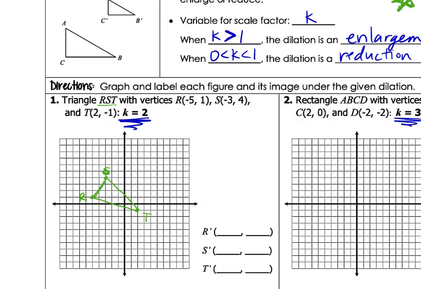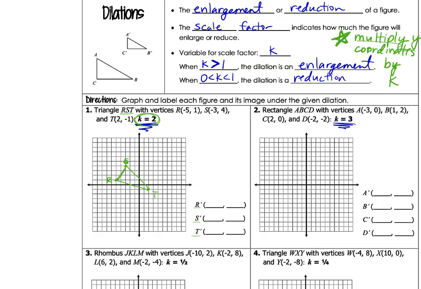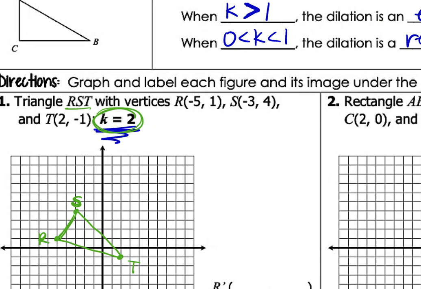Okay, so here's your first triangle. Is that your pre-image or your image? Pre-image, right? The one you started with is your pre-image. The image is going to come with all these primes, R prime, S prime, and T prime. Here is the beauty of these. The graph comes just by taking this number and multiplying it by your coordinates. So take a look at your R. I'm going to go times 2. Should this be an enlargement or a reduction? Enlargement. It should be an enlargement because it's a number greater than 1.